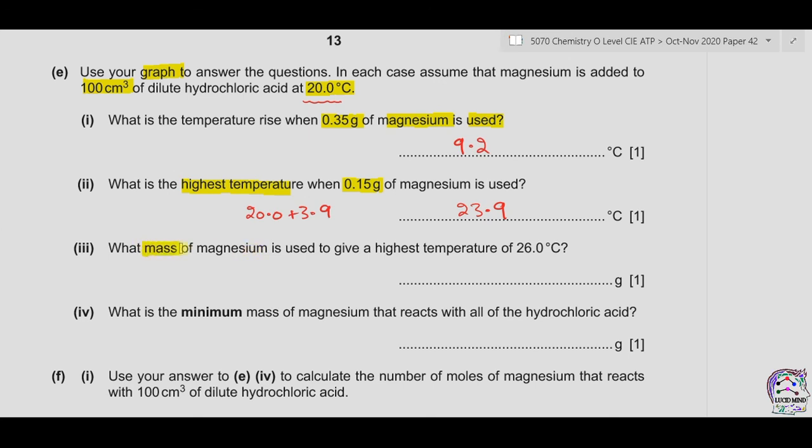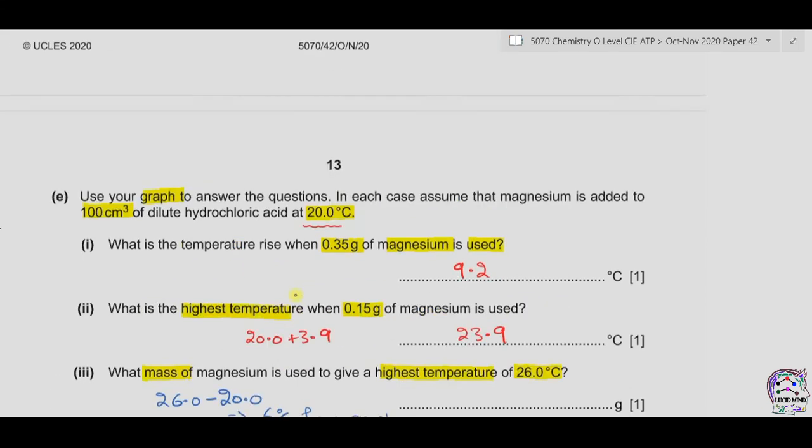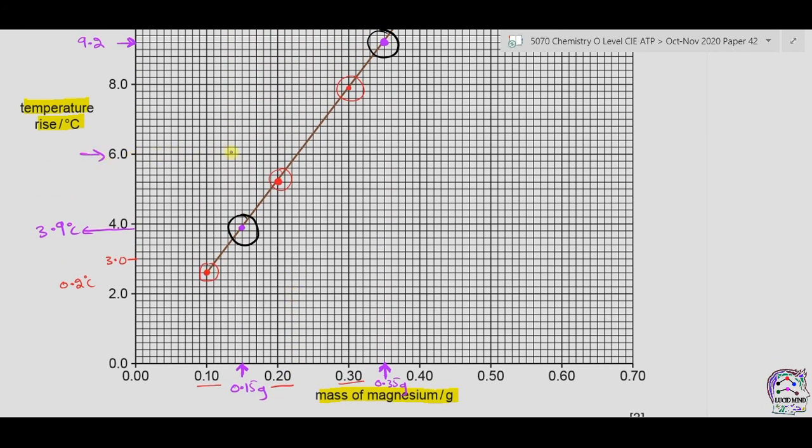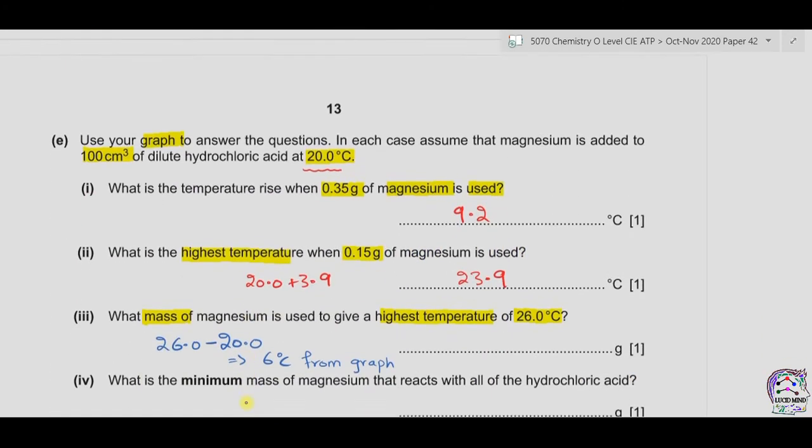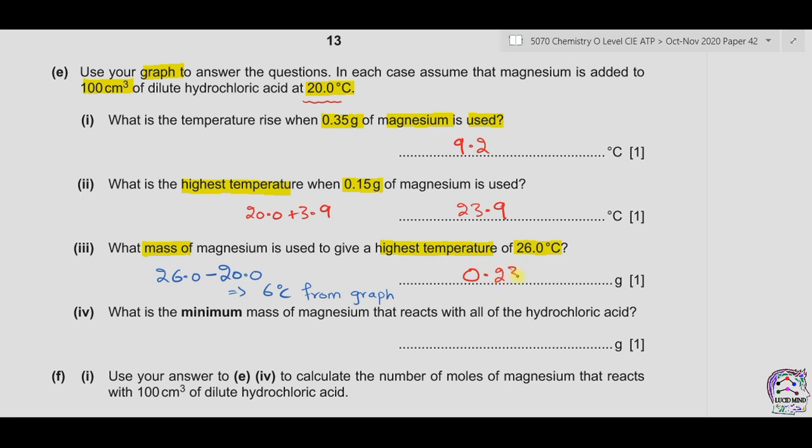Part 3. What mass of magnesium is used to give the highest temperature of 26 degrees centigrade? Again, this is the same question. The initial temperature is 20.0 degrees centigrade. So in order to obtain 26, we need a 6 degrees centigrade rise from the graph. So let's find the mass of magnesium from the graph for 6 degrees centigrade. This is the 6 degree temperature rise, and this is the point that is obtained. On the x-axis, it comes equal to this value, which is 0.23 grams. So we can write the mass of magnesium as 0.23 grams.